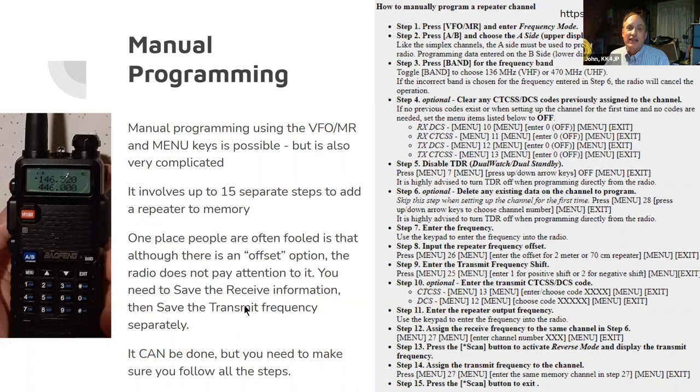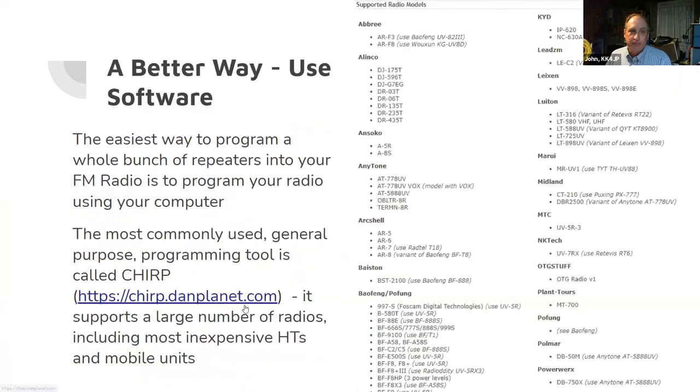So let's look at the easy way to do it. The easy way to do it is to use software. Over on the right here, I've got a list of some of the radios, because this list goes down multiple pages, that are supported by the CHIRP program.